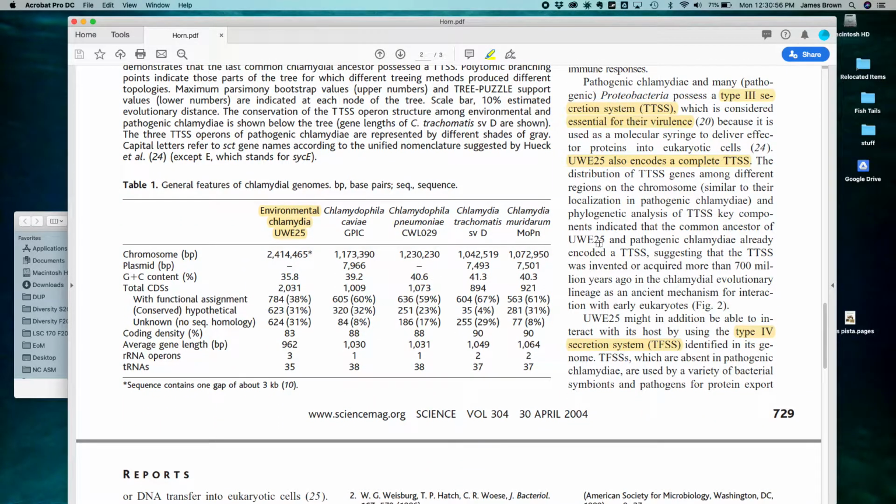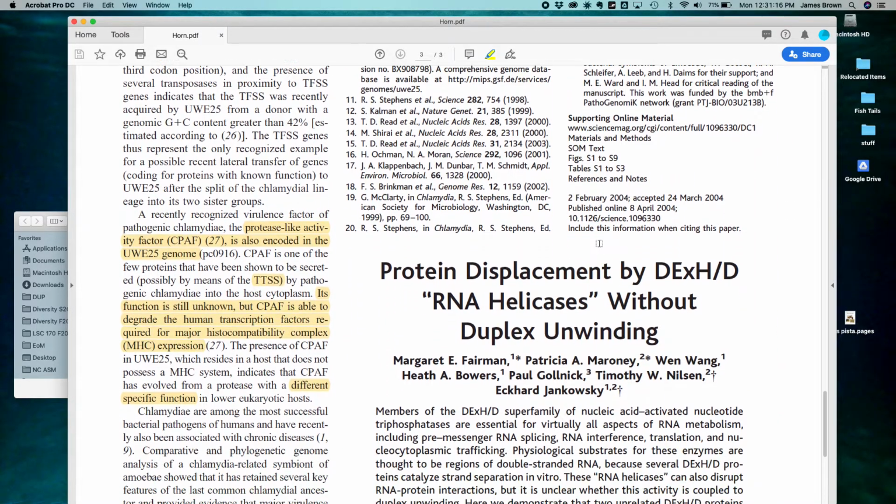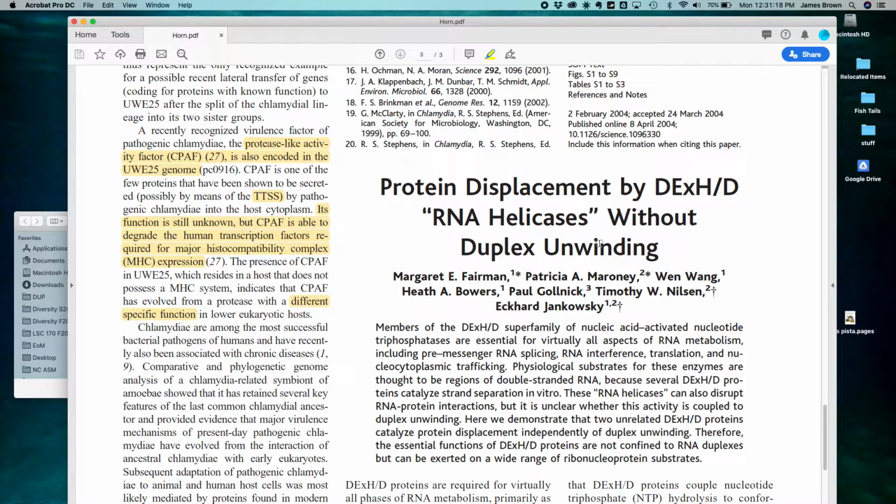This organism has two secretion systems. It has a type 3 secretion system. They call this TTSS. I don't know why, but they do. And UWE25 has a type 3 secretion system. What's interesting, later on in the paper, they tell you what this system does in pathogenic chlamydia. In pathogenic chlamydia, this type 3 secretion system seems to be used to inject this CPAF, chlamydial protease-like activity factor, into the host cell.